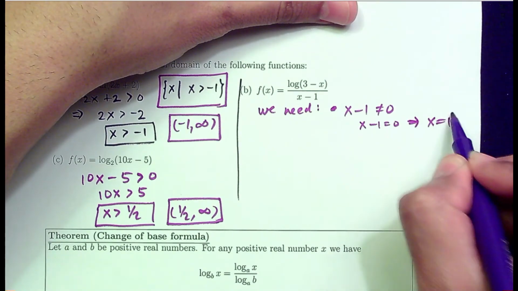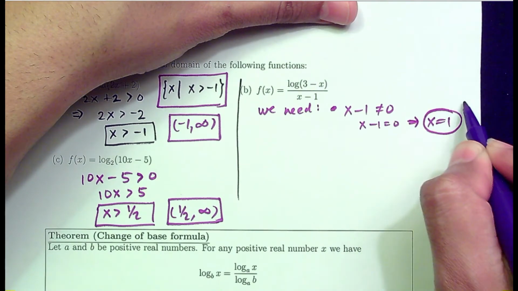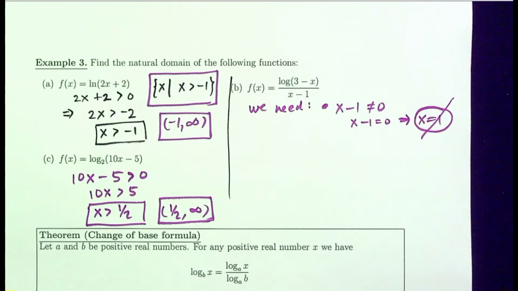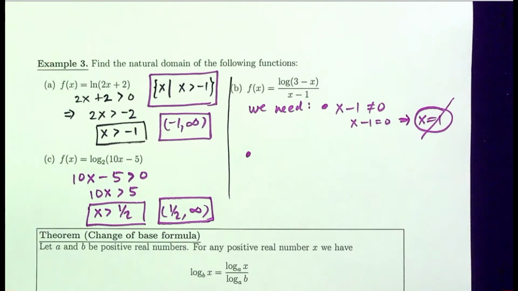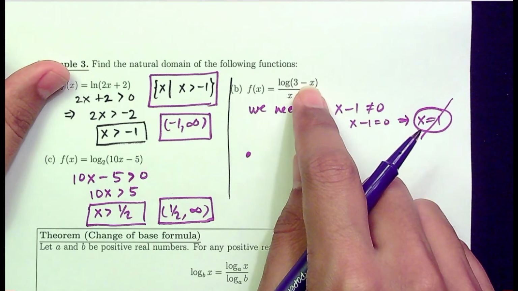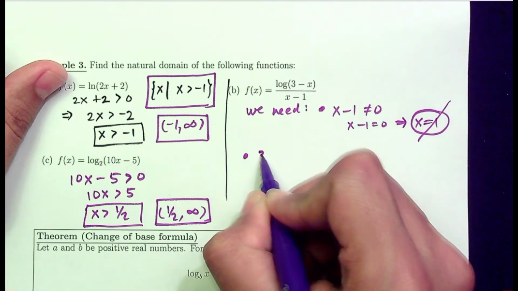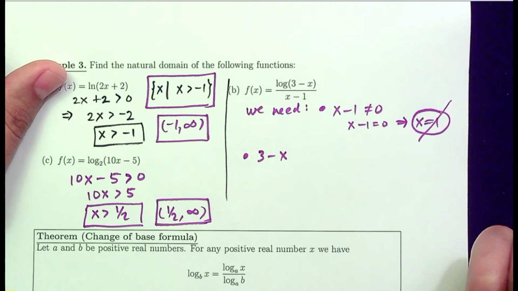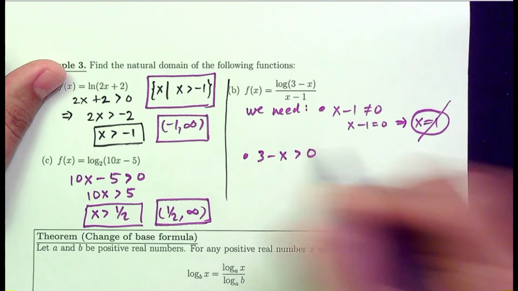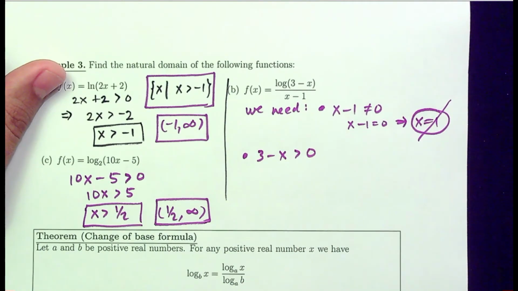So this number has to be discarded. You cannot have x equals 1. Not part of the domain. You cannot plug it in. And then second bullet point, if there's radicals of even index, the inside has to be bigger than or equal to 0. That does not apply here. And then the third bullet point is that anything inside the logarithm has to be bigger than 0. So you take that 3 minus x and you set it bigger than 0, and you solve this.